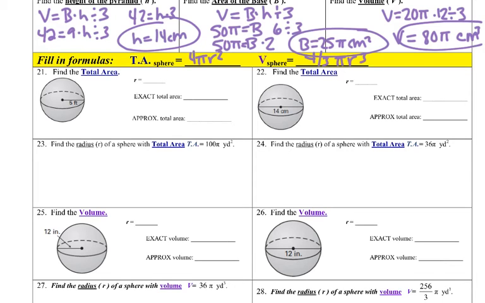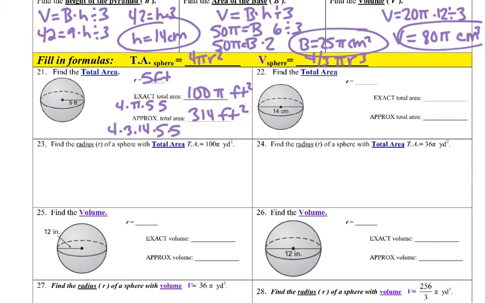And of course you don't need to know the formulas. Here the radius is 5, so exact is going to be 4 times 5 times pi, which is 100 pi feet squared. And then 4 times 3.14 times 5 is going to be 314 feet squared.